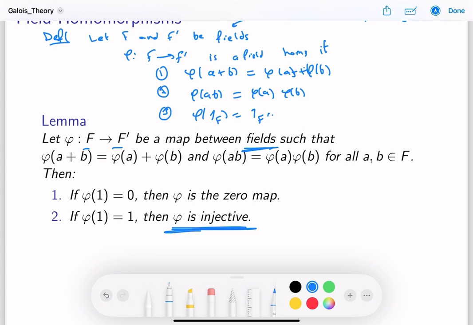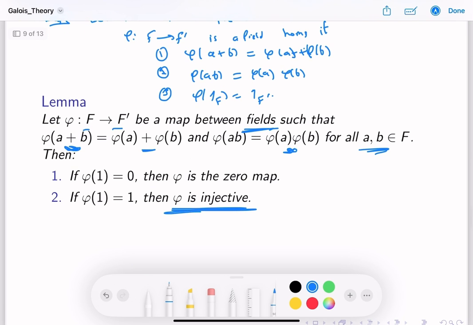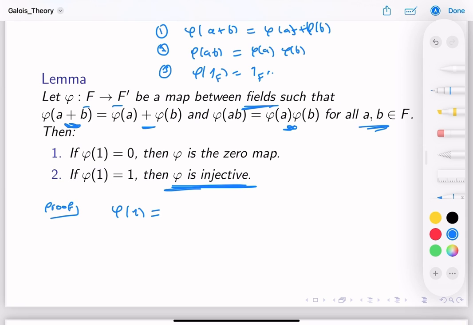map of fields such that it respects addition. In other words, it's a homomorphism over addition, and it also respects multiplication, as such for every a, b in F. Then one of these two cases happens: it's either that phi is the zero map, or phi is an injective homomorphism, an injective ring homomorphism. So let us prove this. So let us start the proof over here.